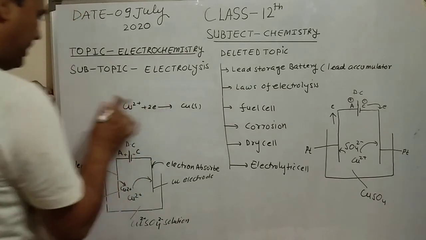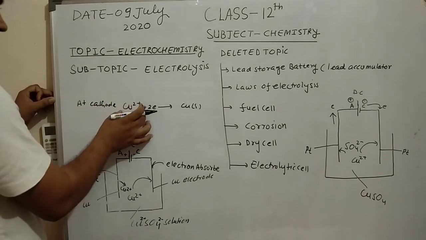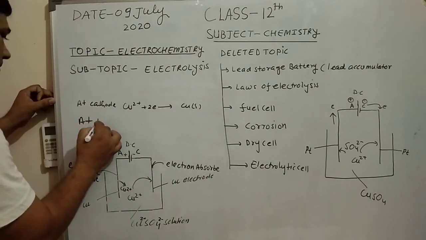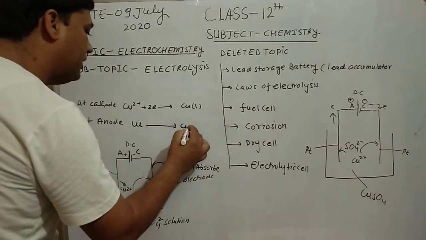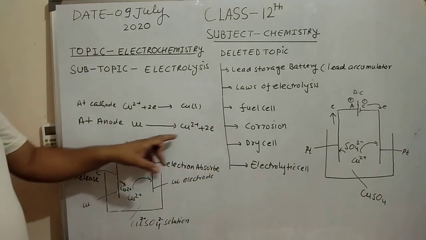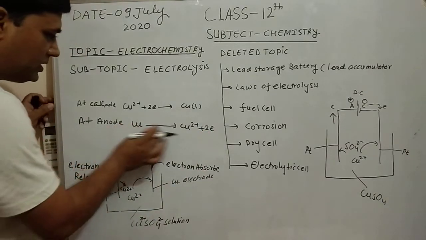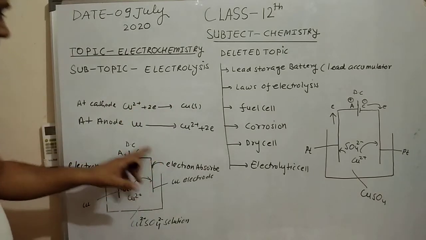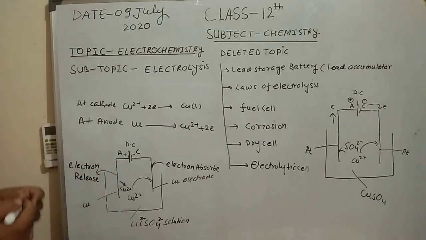So at the cathode, Cu2+ absorbs 2 electrons and is converted into Cu solid. At the anode, Cu is converted into Cu2+ by releasing 2 electrons. So the copper electrode is oxidized and the copper ion is reduced. So at the cathode reduction occurs, at the anode oxidation occurs.